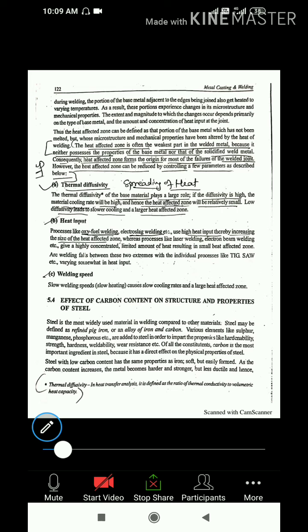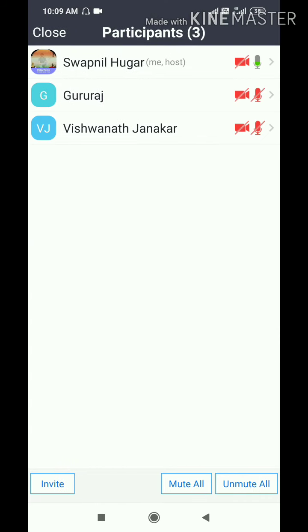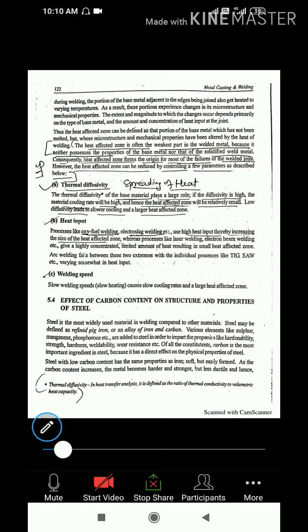See, each and every steel has carbon content. Keep in your mind, each and every steel has carbon content, but only the percentage of the carbon content varies. If the percentage is high, what will be the mechanical property?